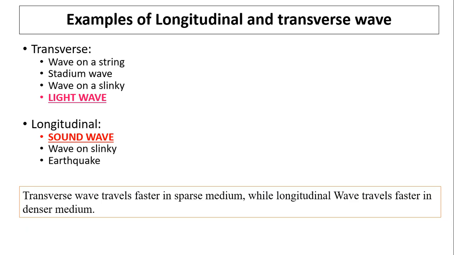One thing you need to be kind of familiar with now is that a transverse wave travels faster in a sparse medium, like light. Light travels fastest in vacuum, while a longitudinal wave is a mechanical wave. It travels faster in a denser medium.